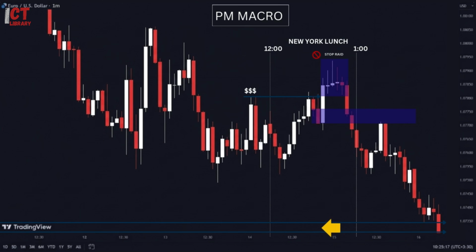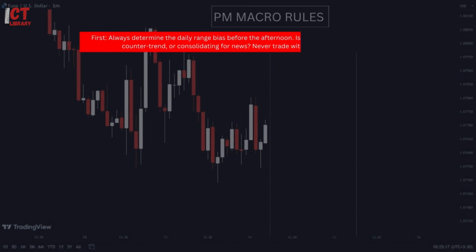Let me quickly recap the essential rules so you never miss this setup again. Look at this chart one more time to lock it in. First, always determine the daily range bias before the afternoon. Is it expanding higher, lower, countertrend, or consolidating for news? Never trade without that clarity.